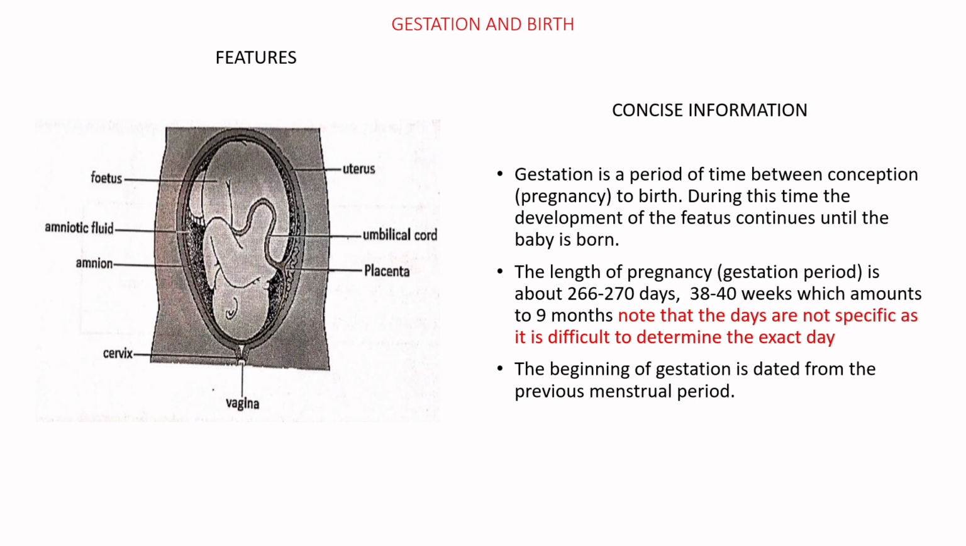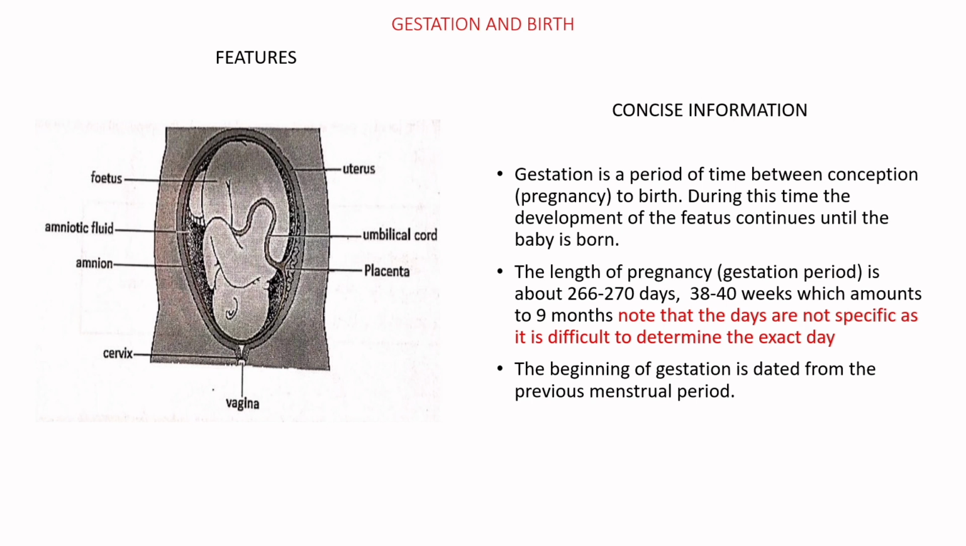Need to take note that the days are not specific, as it is difficult to determine the exact days. Yes, we know it's 9 months, but we don't really know the exact day. Sometimes others give birth early, others a little bit late. So just give approximation. So the beginning of the gestation is dated from the previous menstrual period.